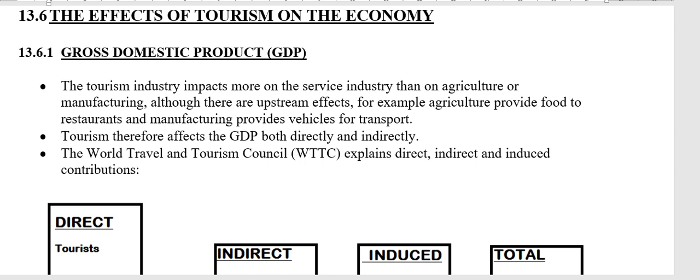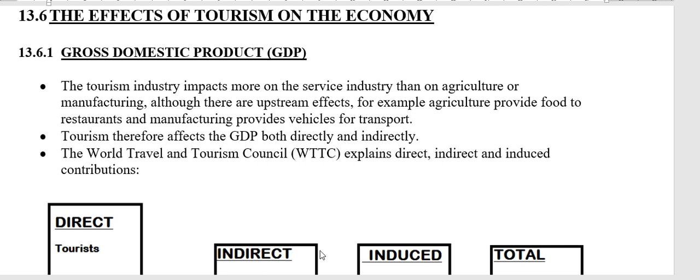Today we are doing the first of the essay questions in chapter 13, which is the effects of tourism on the economy. This is on page 112 of your textbook. We are going to look at the effects of tourism on specific aspects of the economy. The first aspect we're going to be looking at is the GDP. What effect does tourism have on the GDP of South Africa?